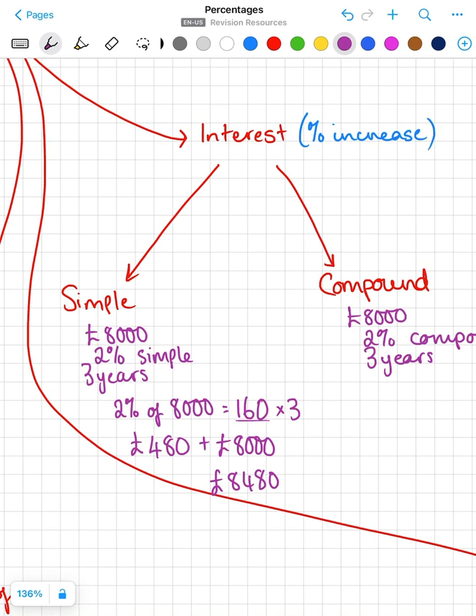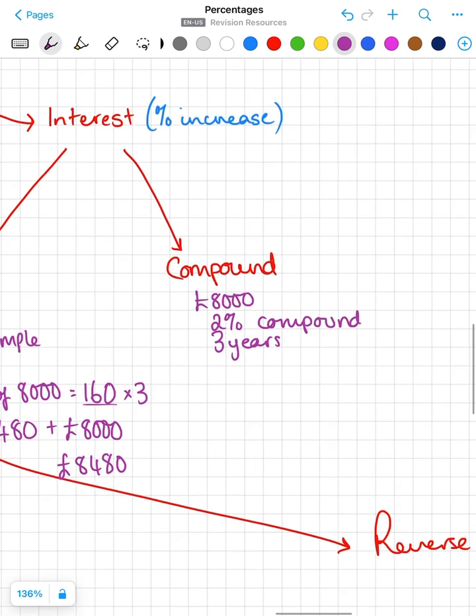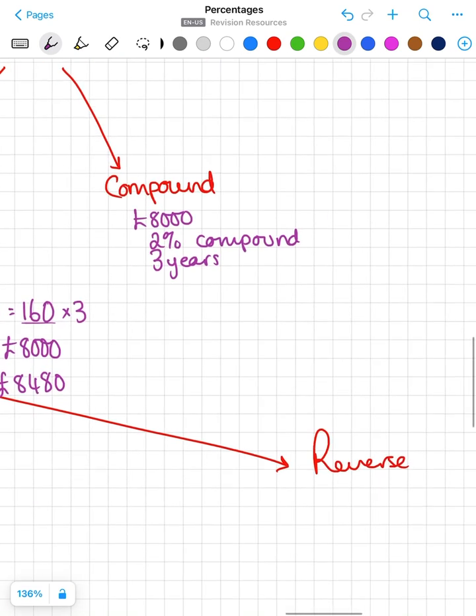Now this is different to compound interest. A bit like our depreciation above, with compound interest, you get that 2% or whatever the percentage every year. So we add on 2% at the end of year 1. Whatever that amount is, we have 2% of that amount. So my original amount is 100%. Every year I'm adding on 2%. That's 102%, which is 1.02 as a decimal multiplier.